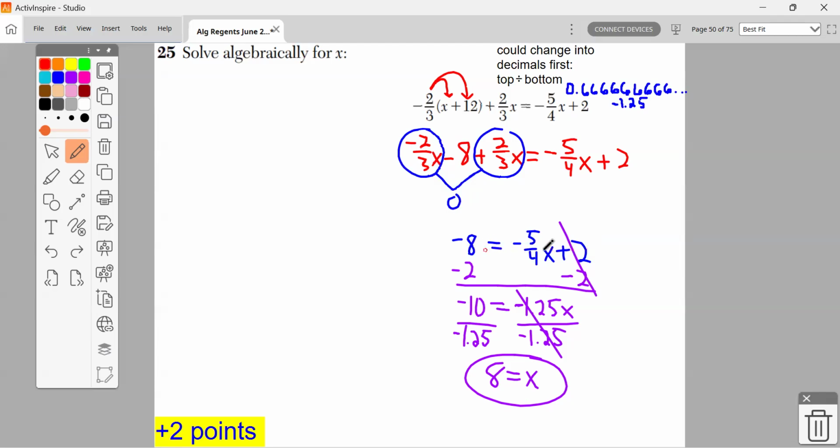So you really have this two-step equation. I would try to get the x all by itself by doing -2 and -2. I would change the fraction into a decimal, top divided by bottom. So I would divide by negative 1.25 on each side, and you get a final answer of 8.